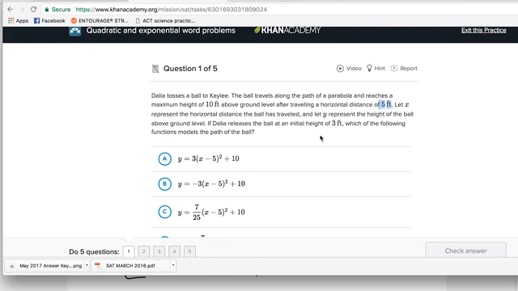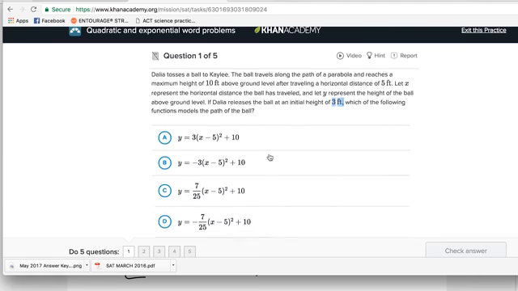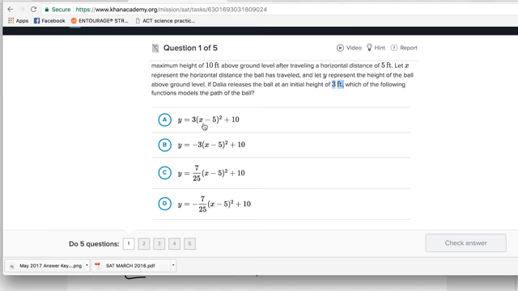So then we'd have to go to the next place, which is she releases the ball at an initial height of 3 feet. What does that mean? That means when I've gone over 0, I'm up 3. So 0, 3 is a point that works. So I should be able to plug in essentially 0 and then get 3 over here. Does that make sense? So I should be able to plug in 0 and then get 3 for y, which is probably one of these guys here.